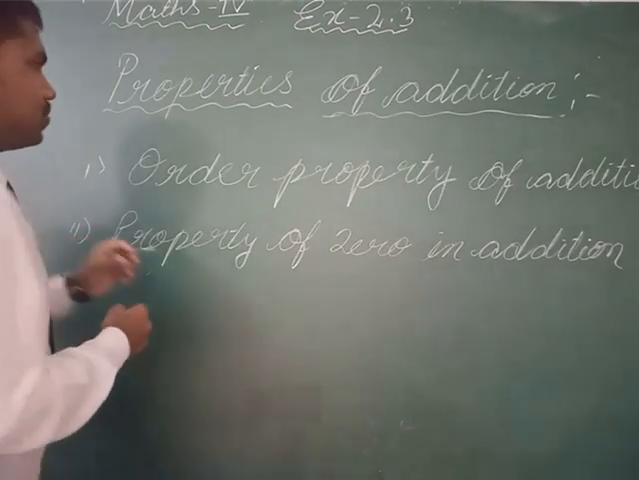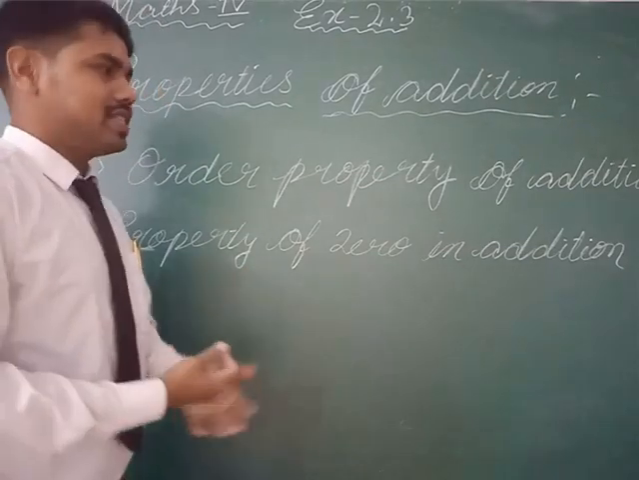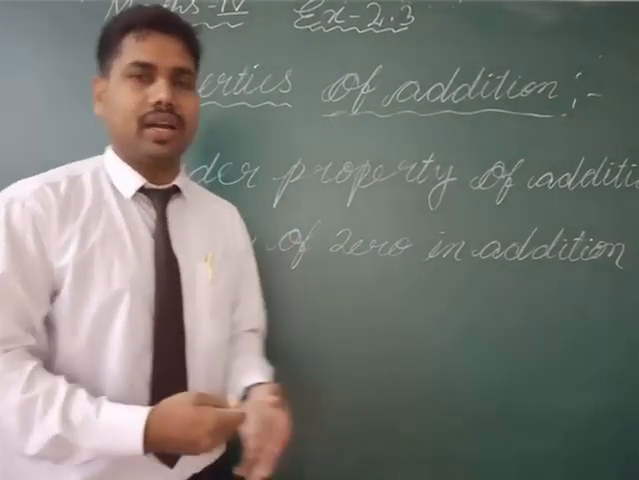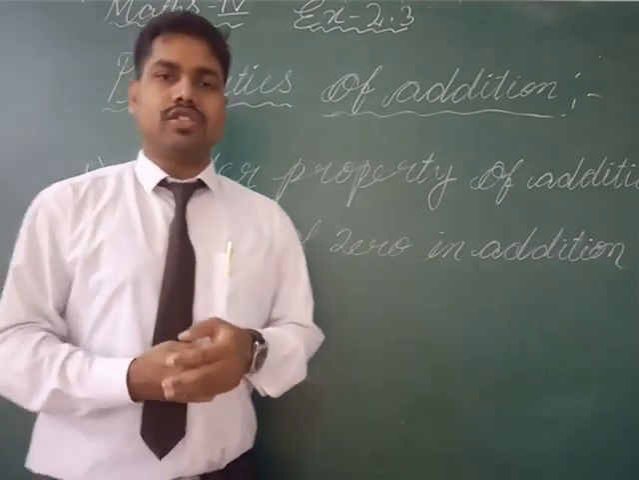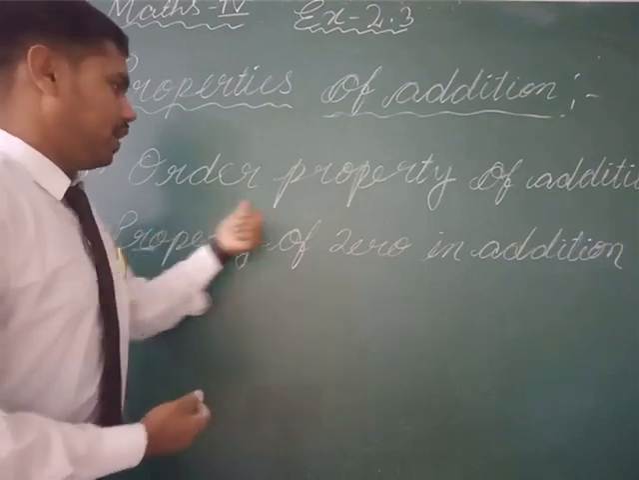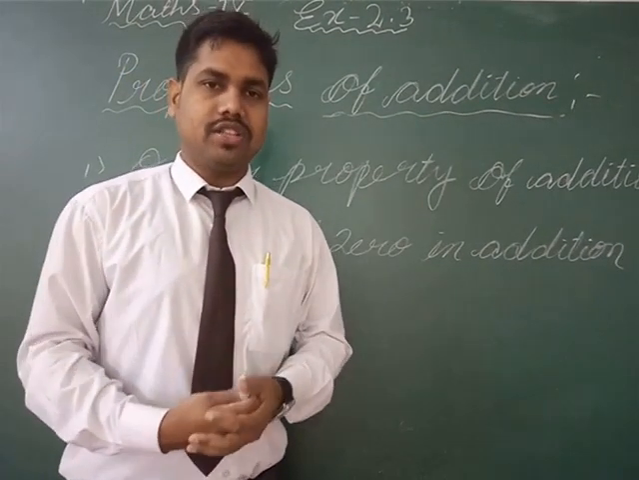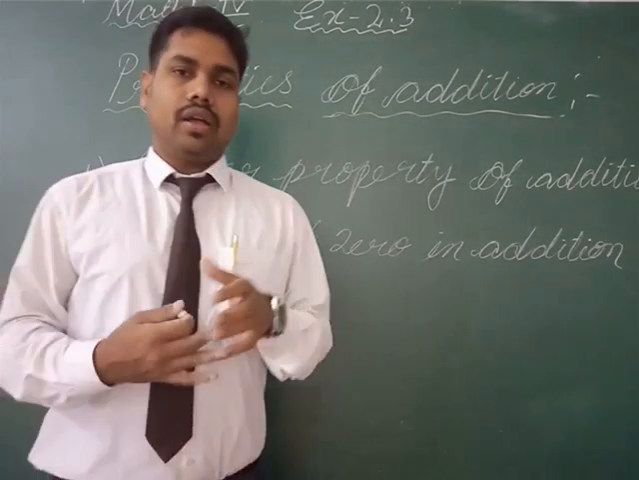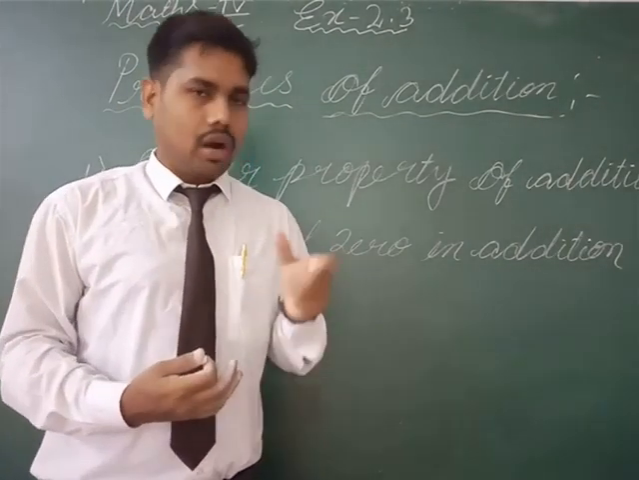Next exercise which we have is 2.3. This is related to the properties of addition which we have already discussed during the class, that there are some properties of addition. Here it is talking about two properties. So, order property of addition. Order property of addition means you can order any addition in any way.